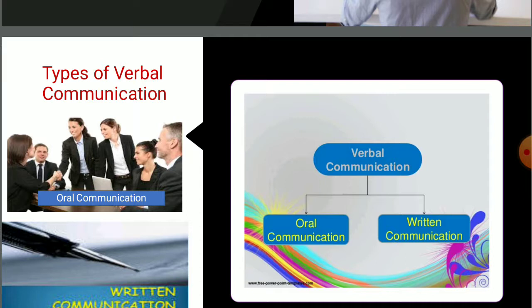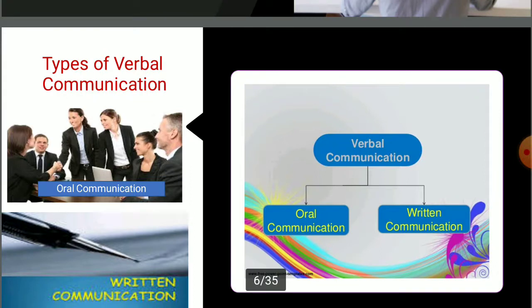And when this kind of communication is made, it becomes written communication. So these are the two subtypes of verbal communication, and those are oral communication and written communication. Friends, I hope you have understood these two subtypes of verbal communication in a precise manner.